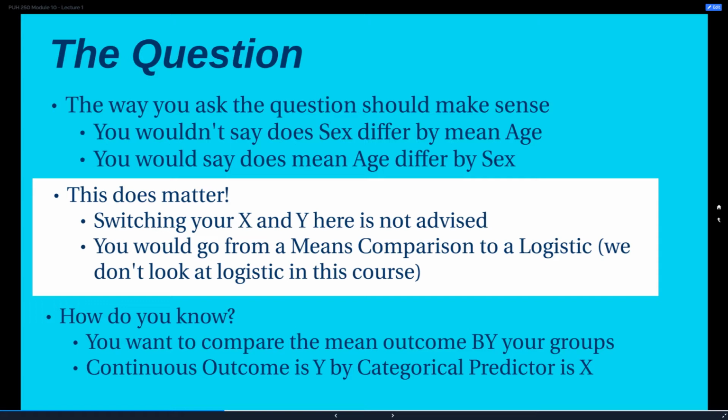And how do you know that you phrased your question correctly? Well, you want to compare the mean outcome by your groups. Remember, fit Y by X. Continuous outcome is Y by our categorical predictor X.